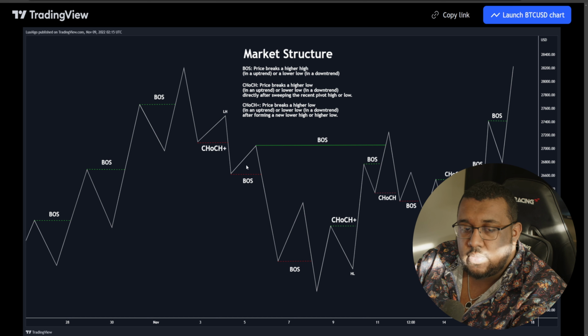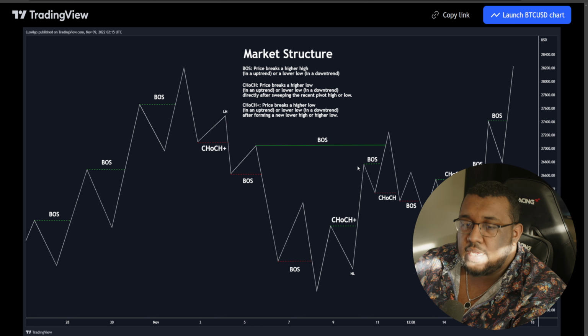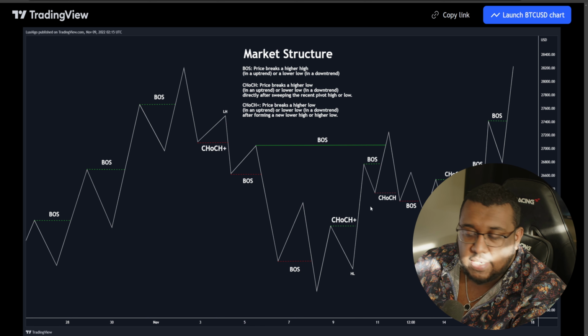Now, what you're going to see here is basically a line chart going up and down, squiggly lines all over the place. But you're going to see these BOS marks with these green lines and these change of character, CHOCH marks over here, along with the break of structure red marks. You're even going to see these LH marks. Don't worry about this right here. Lower high, higher low, things like that, if that makes sense.